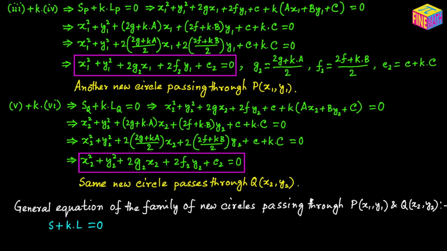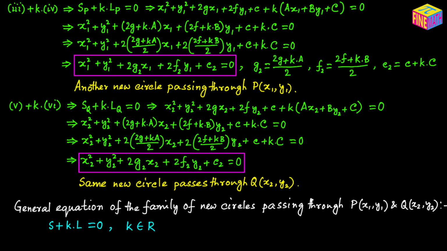So now if we write the general form of these two equations, our general equation would look like this. We can say the general equation will be S plus k times L. S is the left hand side expression of the equation of the original circle, and L is the left hand side expression of the equation of the original straight line. So S plus k times L essentially gives us the general equation of all those circles that are passing through the points P and Q. Of course their radius would be different, but they all will be passing through the points P and Q.